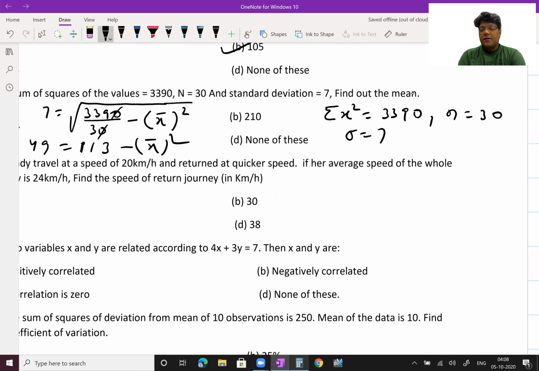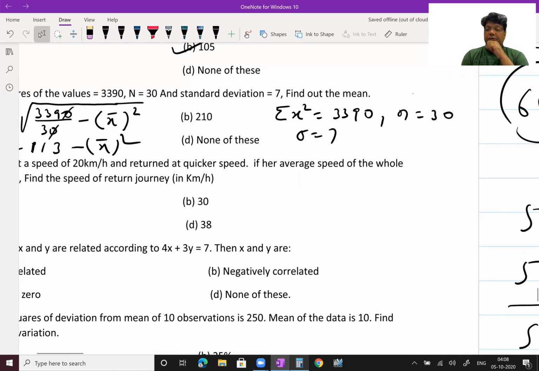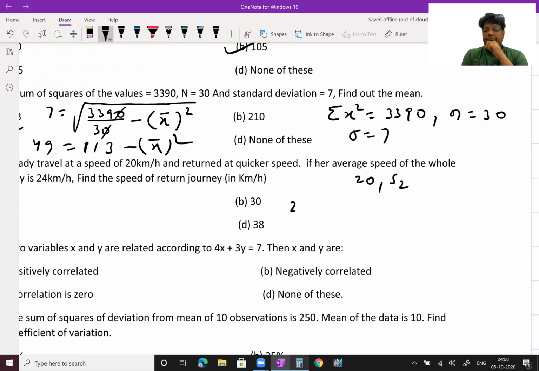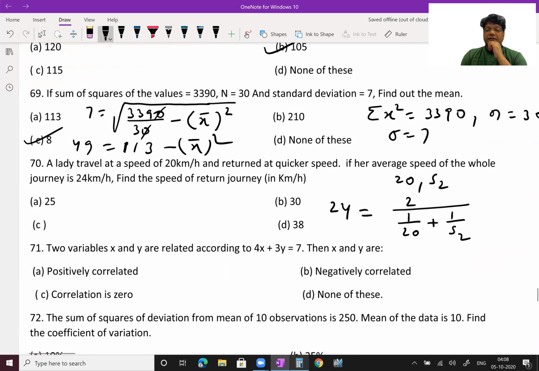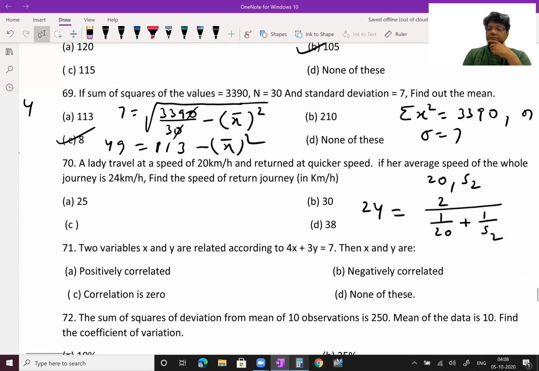So what is our formula? Average speed is equal to, suppose the first speed is 20 km per hour, and the second speed, that is the return journey, S2, we don't know. So the average speed for the whole journey, that is given as 24, is equal to 2 divided by 1 by 20 plus 1 by S2. This is the case. Now we can either solve or put from the options. If you prefer solving, then you will have to do it like this.